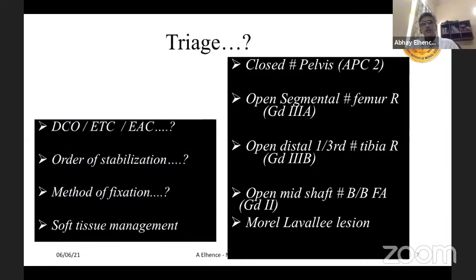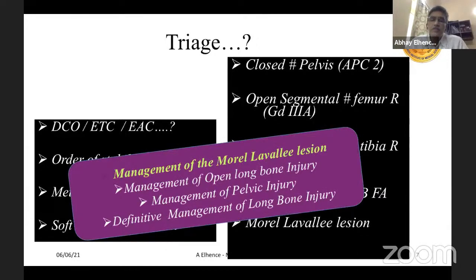So the basic question one has to ask is, what is the order of stabilization? What is the method of fixation? And what takes priority, or soft tissue management? The three principal techniques, thought processes or philosophies that one can use to deal with this situation are: early total care; letting the patient stabilize to certain biochemical parameters and doing early appropriate care; or managing the life of the patient first and doing damage control, wherein you do subsequent definitive management later on.